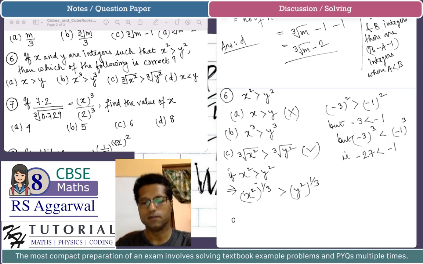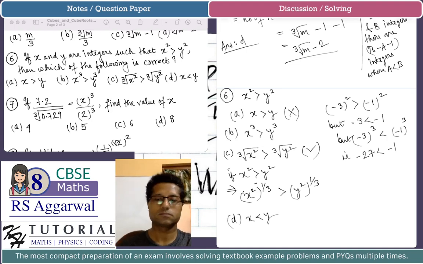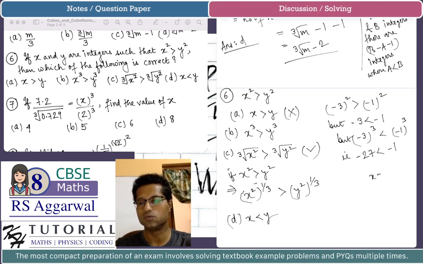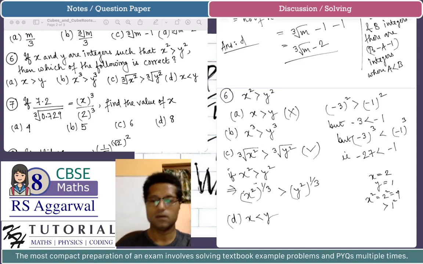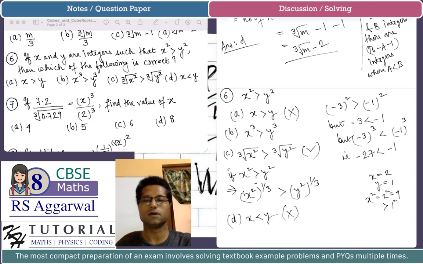And what about D? D is saying x less than y. No, it is not necessarily true that x will always be less than y if we have x square greater than y square, because let's say x equals to 2 and y equals to 1. We clearly have x square is equal to 2 square is equal to 4, greater than 1 square. So this is also a wrong statement. So the correct choice is choice C.